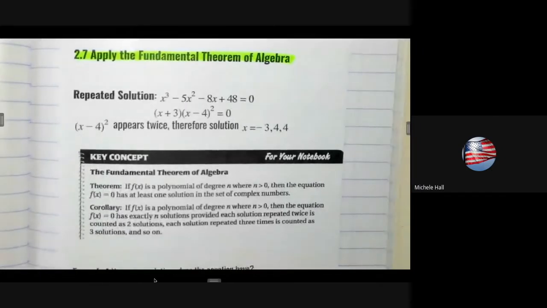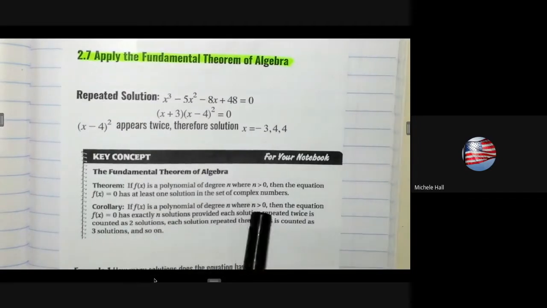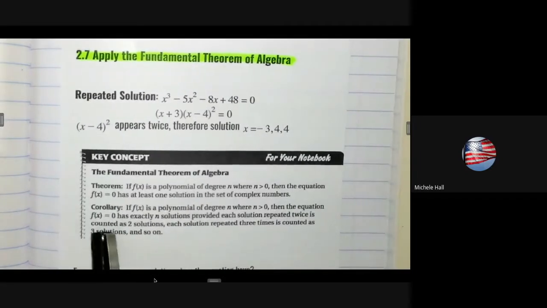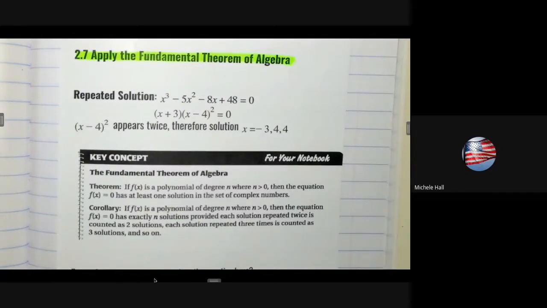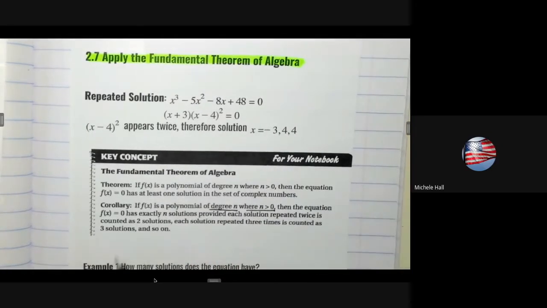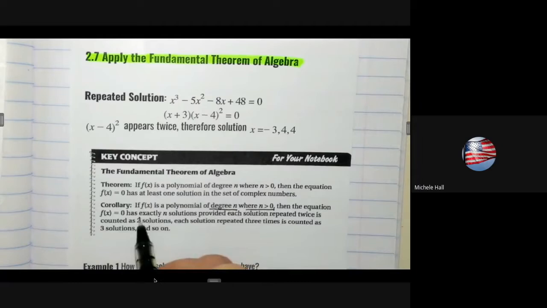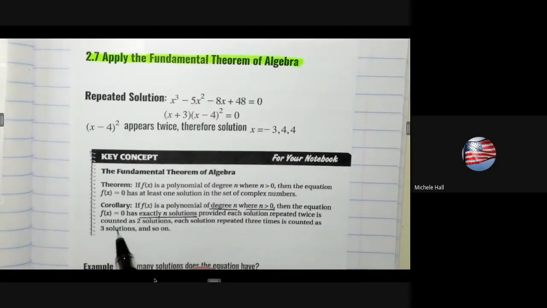The fundamental theorem of algebra: if f of x is a polynomial of degree n, where n is greater than 0, then the equation f of x equals 0 has at least one solution in the set of complex numbers. We also see by the corollary, if f of x is a polynomial of degree n, where n is greater than 0, then the equation f of x equals 0 has exactly n solutions, provided each solution repeated twice is counted as 2 solutions. Each solution repeated 3 times is counted as 3 solutions, and so on.